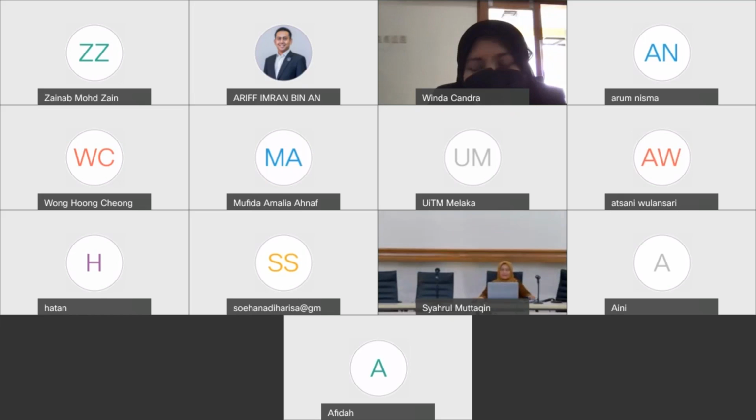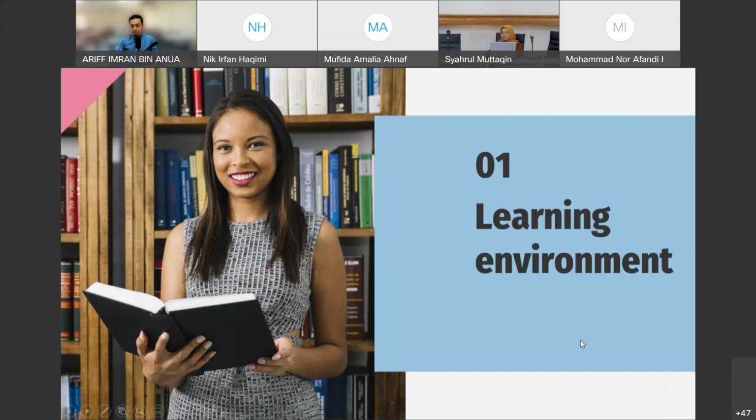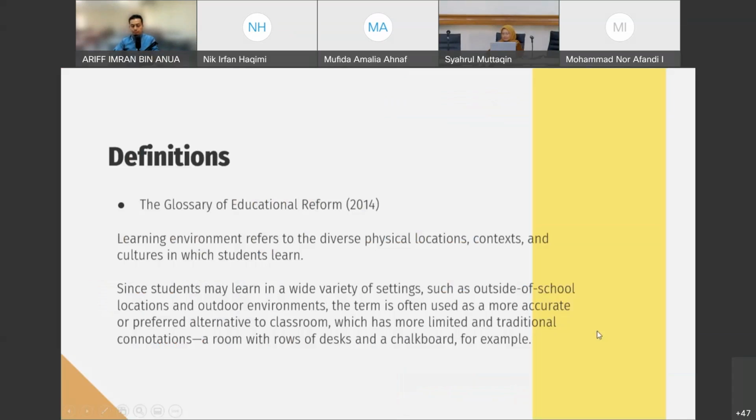Environment, but different facilities, right? Well, thank you for those who have shared ideas with me, and let me continue. Well, ladies and gentlemen, now we come to the first section, that is the learning environments. Yeah, I took the definition from the Glossary of Education Reform. It states that learning environment refers to the diverse physical locations, contexts, and cultures in which students learn.